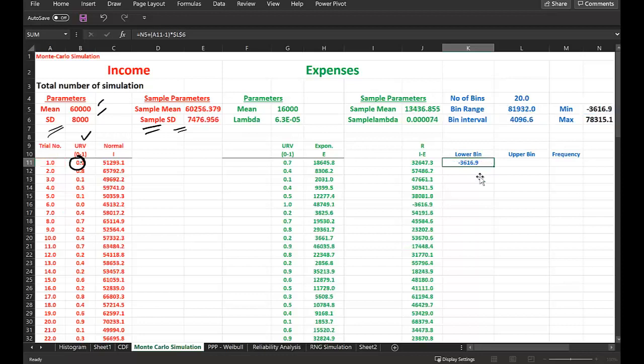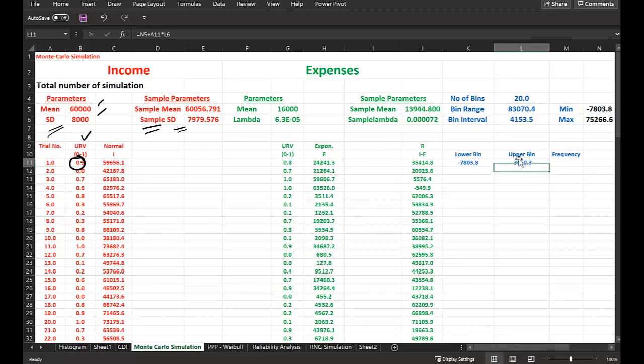So this is the lower bin size. We can also find the upper bin size. This is equal to the minimum value we have, plus this times, I don't have to subtract 1, times the bin interval. So this will give me this value.